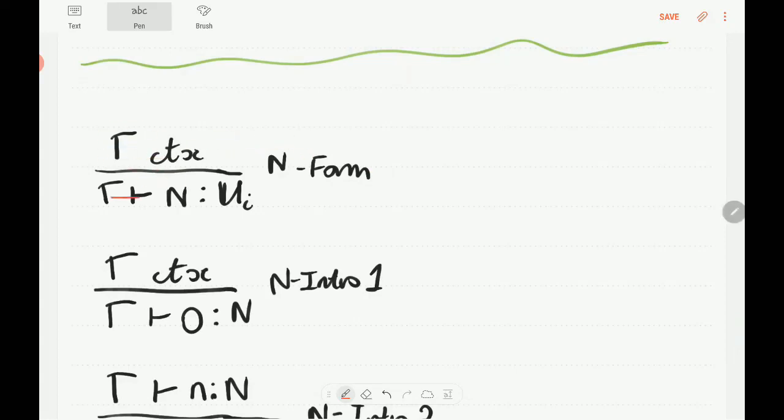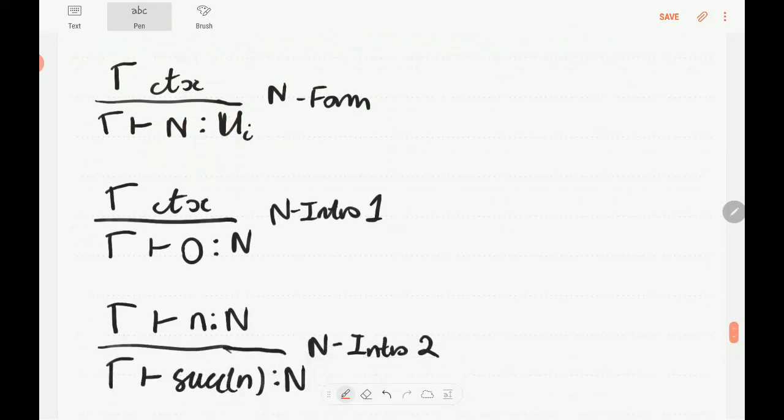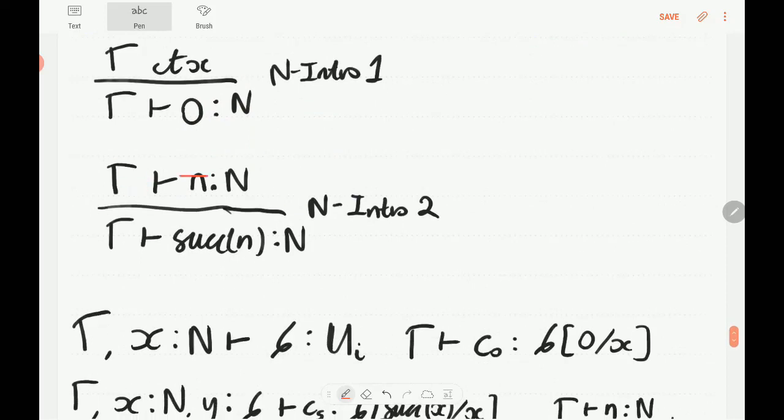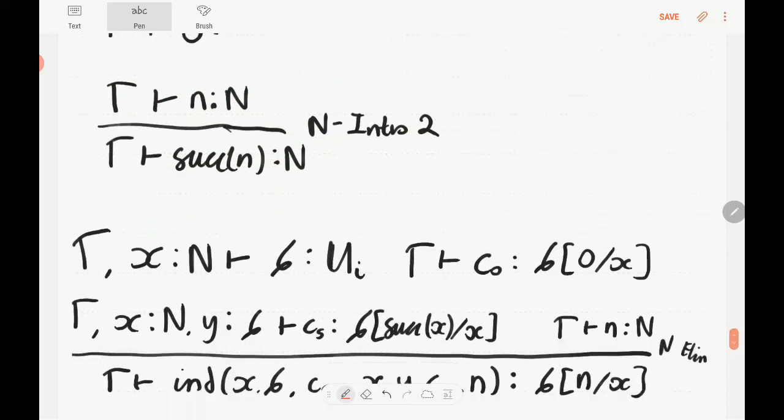So here are the rules. If we have a context gamma, then we can have this natural number type that we call n. Also, we always have this term zero of a natural number type, so zero is a natural number. Also, if we have n is a natural number, then the successor of n is a natural number. These are our introduction rules.